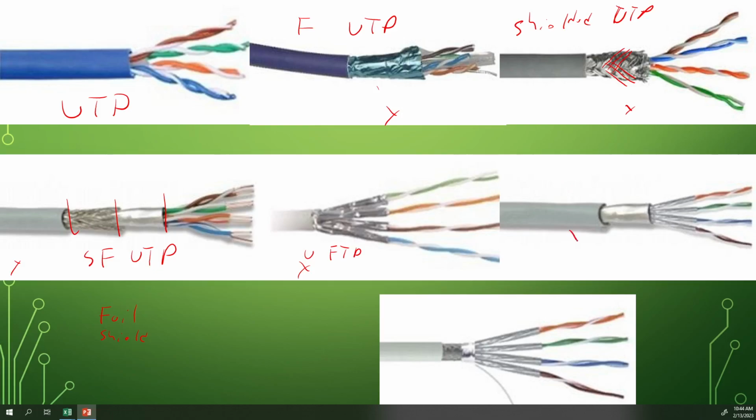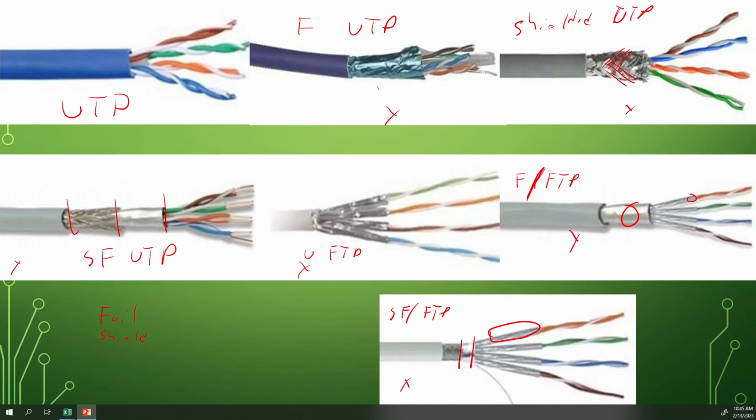This one out here, the right. Yep, F/FTP. So we've got each twisted pair individually foiled, and then we've got foil going around it. At the bottom, yep, SFFTP. So you've got shielding, you've got foil, and then you've got foil again.